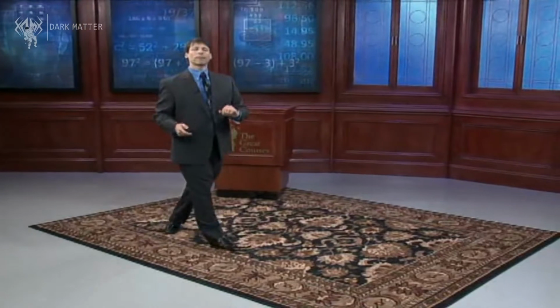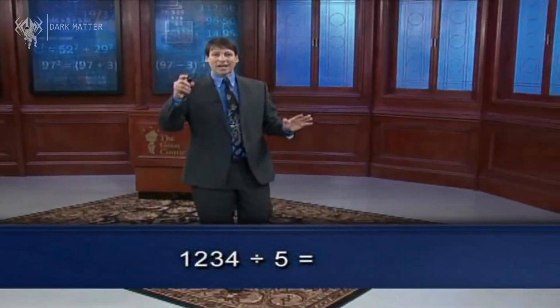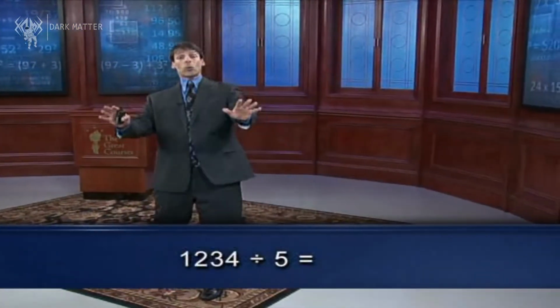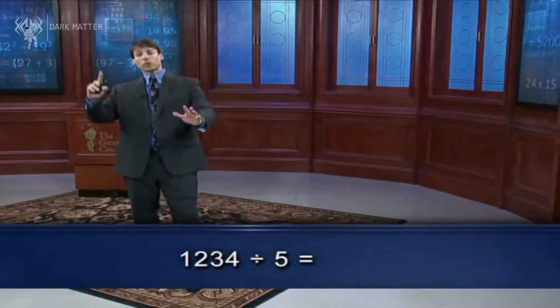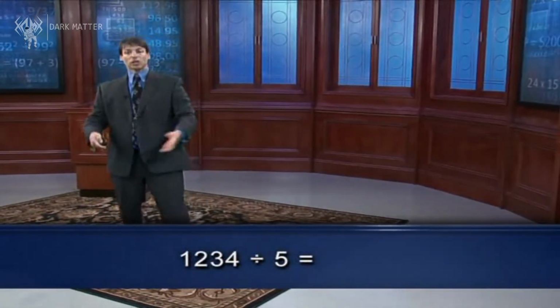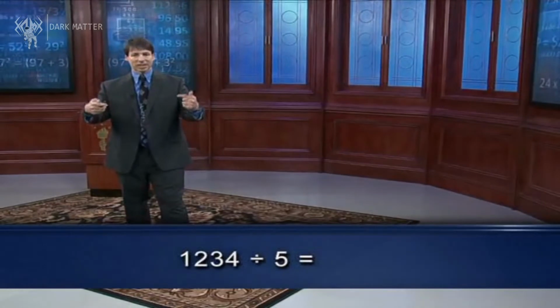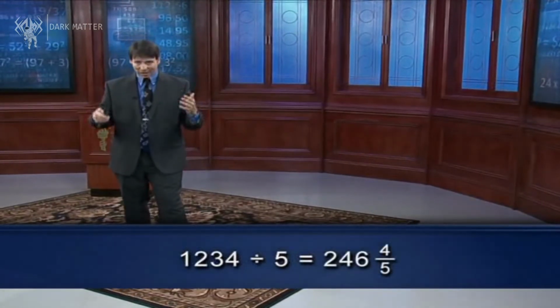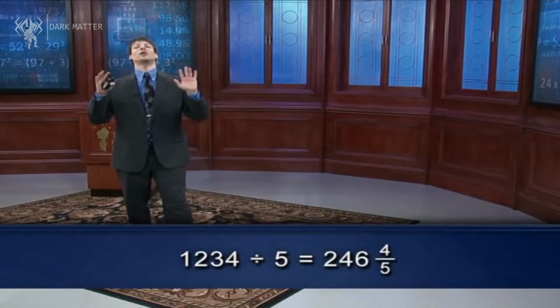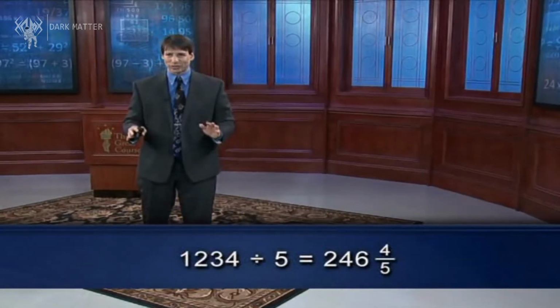Let's do the problem 1234 divided by 5. Now there are 2 ways we can do this problem. By the method we just learned, we can go through our process and get 246 and 4/5. But I want to show you an even easier way to do this.